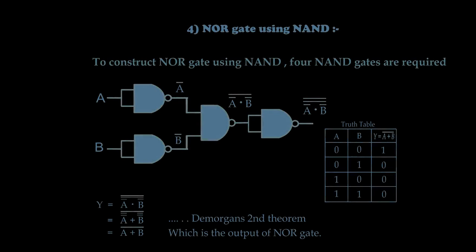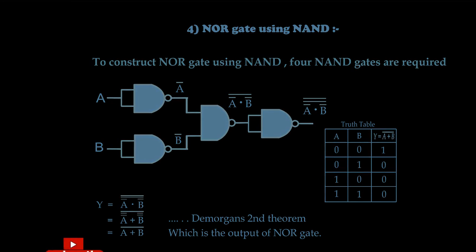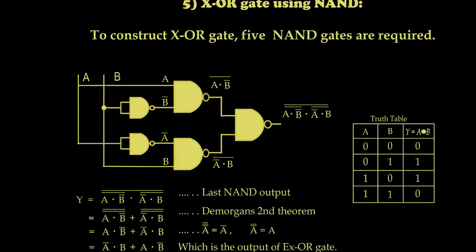Fourth thing, NOR gate using NAND gate. We have just constructed OR gate. If this OR output is again complemented, we will have NOR at the output. So the same circuit from the OR gate can be used, where first the complements are taken and their outputs are connected to the second NAND gate, and again at the output another NOT gate using NAND gate is used to get the output as NOR gate. Lastly, we will construct XOR gate using NAND gate.